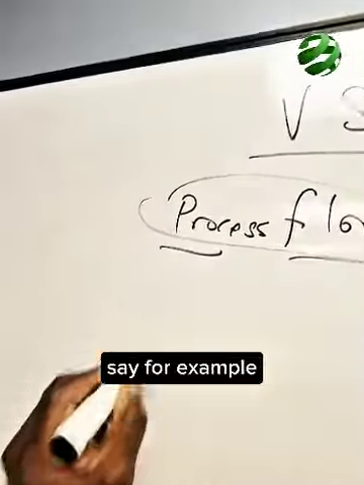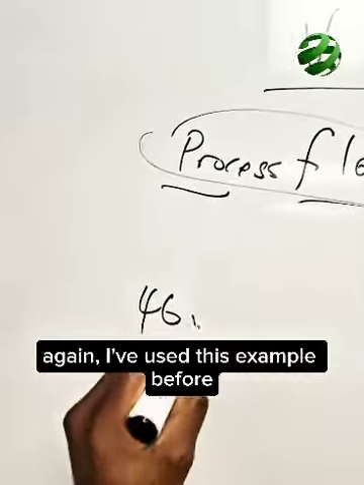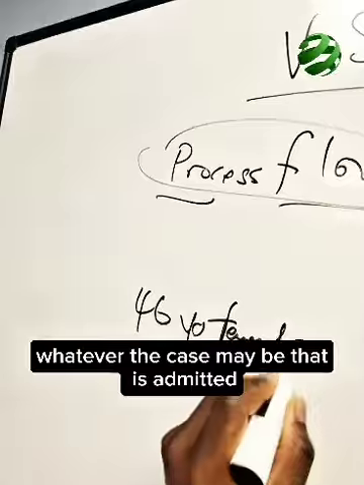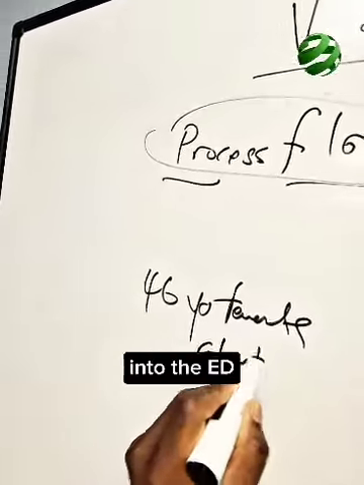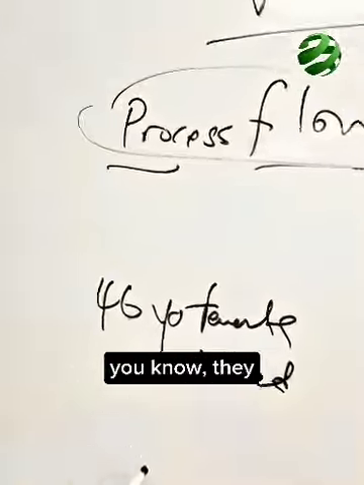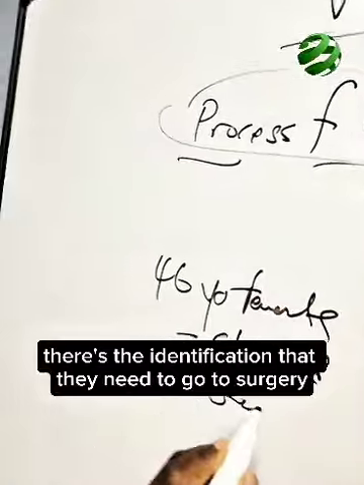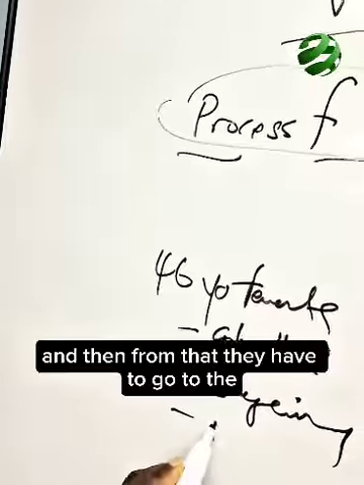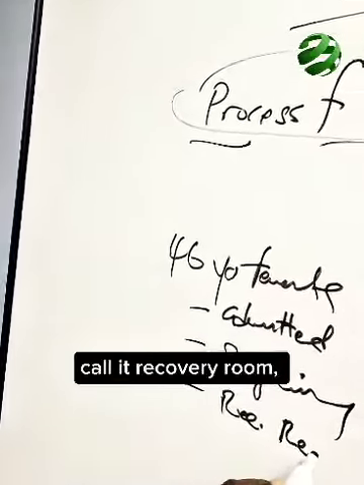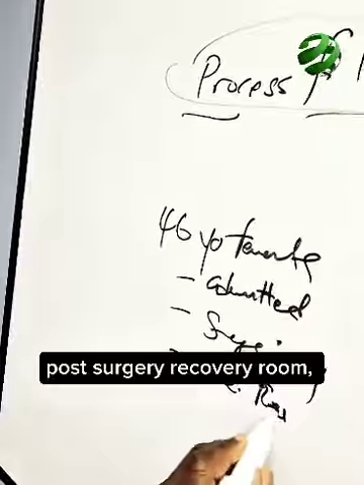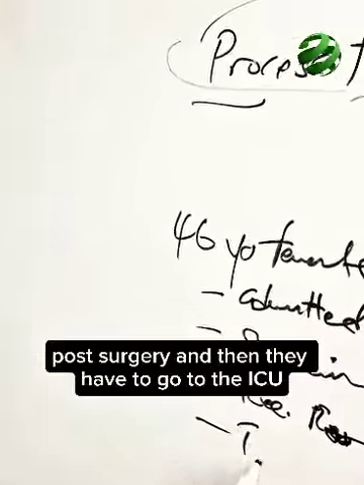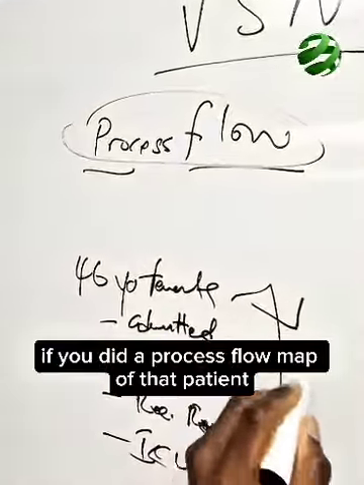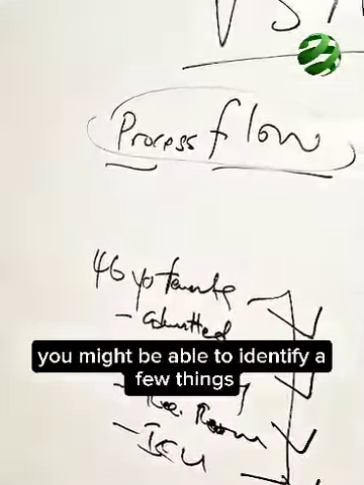In healthcare, say, for example, I've used this example before, you've got a 46-year-old male or female, whatever the case may be, that is admitted into the ED. Then there's the identification that they need to go to surgery because they were a trauma patient. From that, they have to go to the post-surgery recovery room, and then they have to go to the ICU. If you did a process flow map of that patient, you might be able to identify a few things.